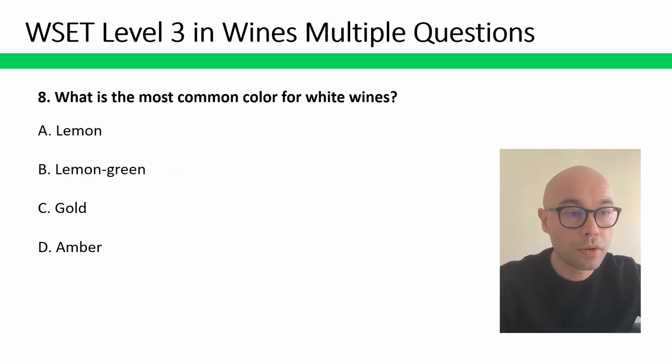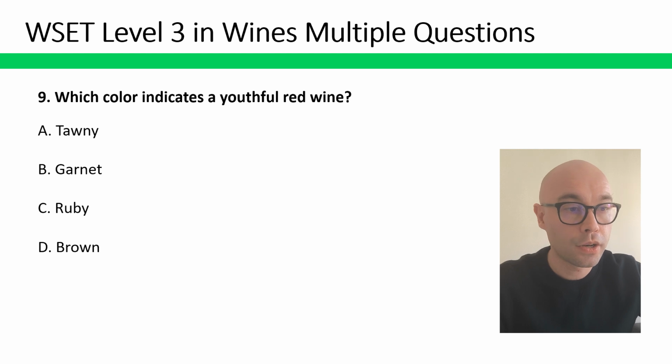What is the most common color for white wines? Lemon, lemon green, gold, amber. The correct answer is A, lemon, the most common color. Which color indicates a youthful red wine? Tawny, garnet, ruby, brown. The correct answer is C, ruby.